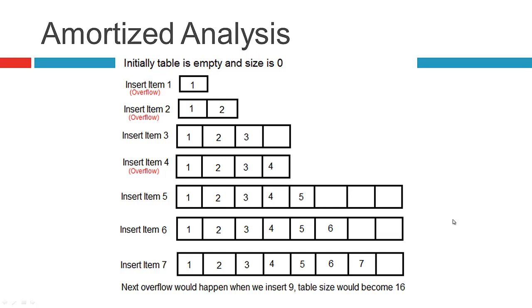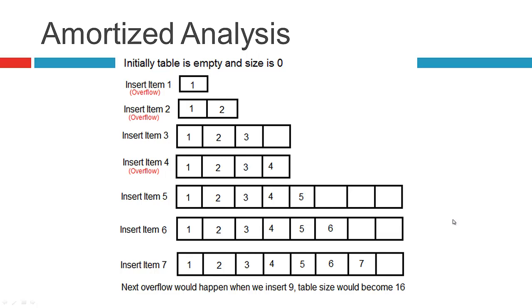Here we have a dynamic array. Initially, we'll call it the table, it's just empty and the size is 0. Insert item 1, we're having an overflow since our array is full, so we have to double it. When we insert item 2, again we're having an overflow, the array is full, so we have to double it. On inserting item 3, you're fine, but inserting item 4, you have to double it because you're having an overflow. Then on 5, 6, and 7, you're alright.